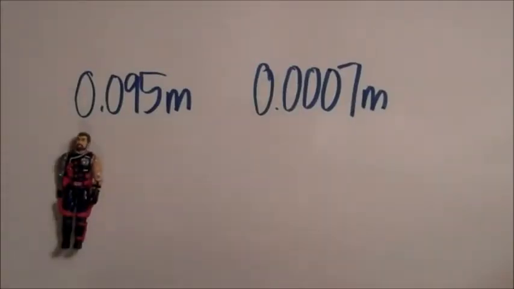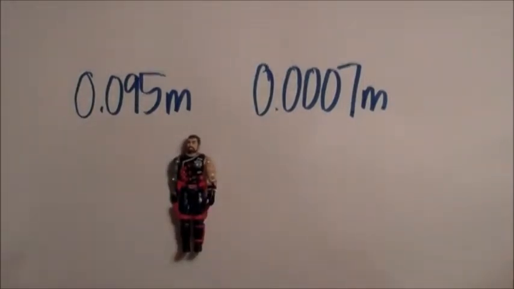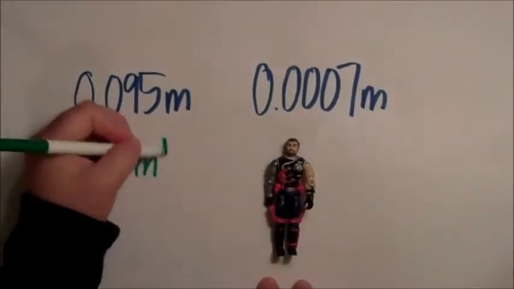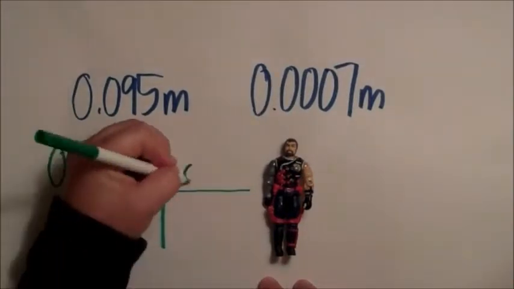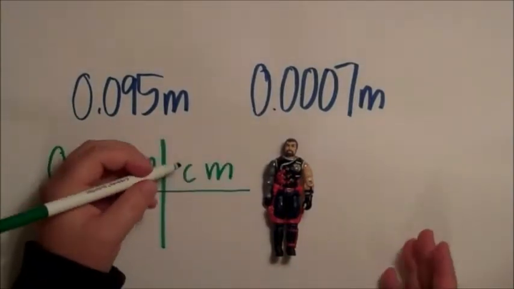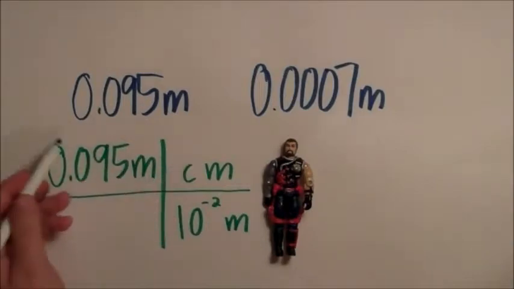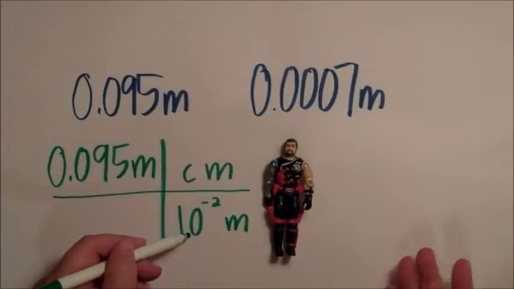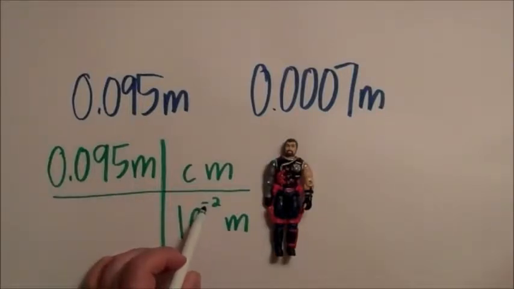Let's convert the height of Action Man into something smaller, let's say centimeters. First, we write down what we know, 0.095 meters, or the height of Action Man. Draw our conversion table, and then we write centimeters on the top because that's what we want to end up with. Centimeters is the same as writing 10 to the minus 2 meters. So now all we have to do is divide 0.095 meters by 10 to the minus 2 to get the number of centimeters that is Action Man's height.